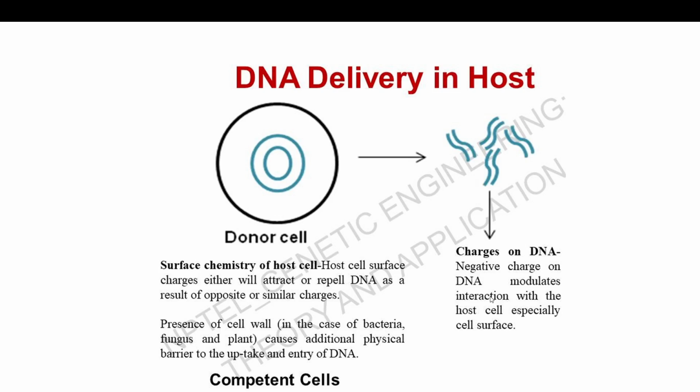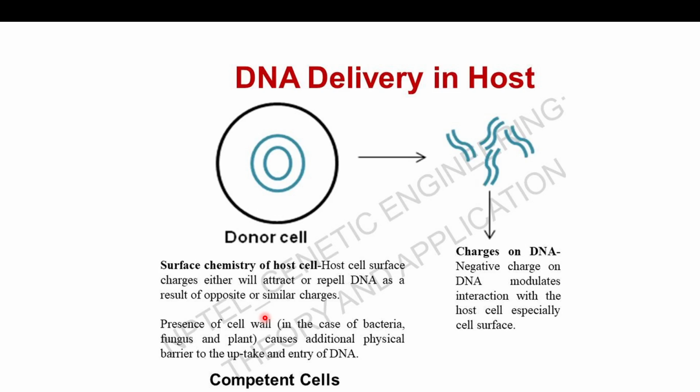So, what I was talking about, now suppose the presence of a cell wall in a bacterial cell, fungal cell, or plant cell can provide an additional physical barrier that can interfere with the uptake or delivery of the genetic sequence. Because, as written here, the negative charge given by the phosphate backbone on DNA modulates the interaction with the host cell, especially on the cell surface. So when we want to introduce a foreign or recombinant DNA, we have to make the recipient cells competent or compatible enough so that they can receive the DNA. The recipient cells in this case are called competent cells. We have to make the cells competent.